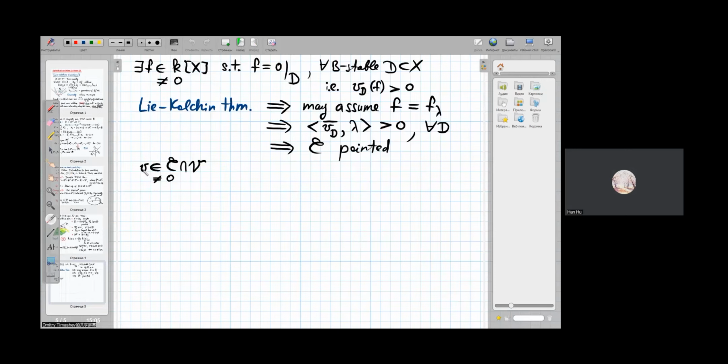But if you have such non-zero vectors in the intersection of C with the valuation cone, let's take any of these vectors. Then the respective valuation V is non-negative on the coordinate algebra of X.